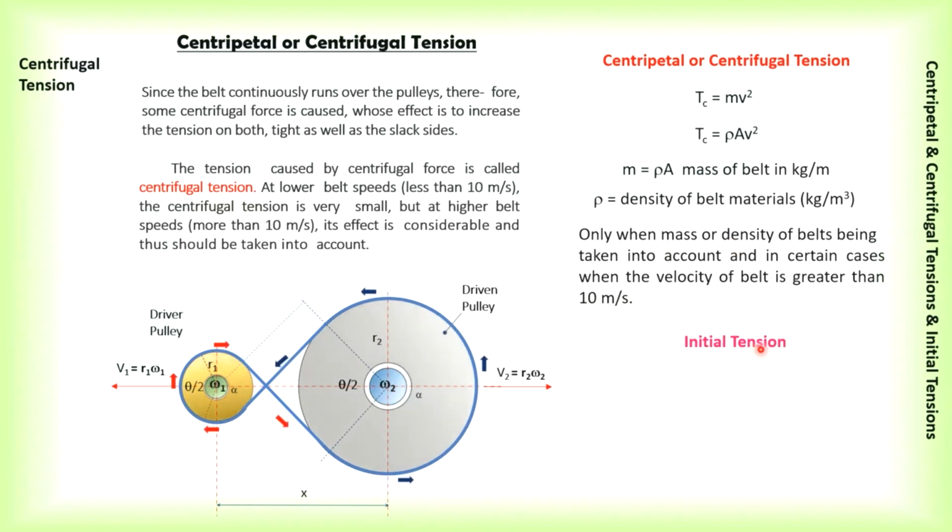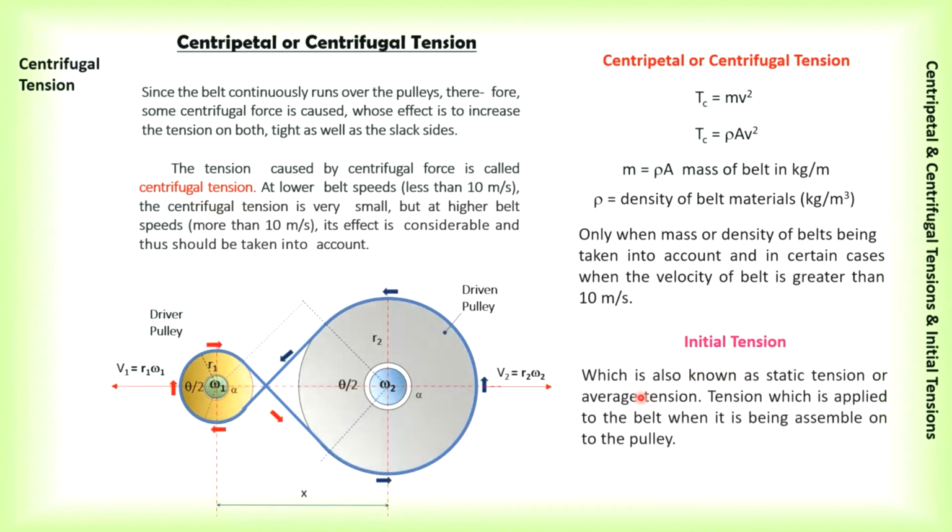Now, the next term here is what we call the initial tension. Tight side tension is denoted as T subscript 1. Slack side tension is denoted as T subscript 2. Centrifugal tension or centripetal tension is denoted as T subscript C. Initial tension is denoted as T with a subscript O or 0, the symbol that we use.